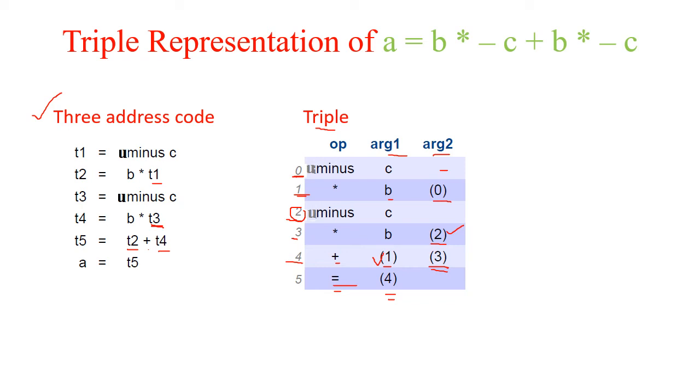Here we are not keeping a temporary result. The intermediate results are referred to by their position. So here the wastage of memory is avoided, and the problem is that we can't reorder the instructions. If we reorder instructions, these pointer locations get changed.